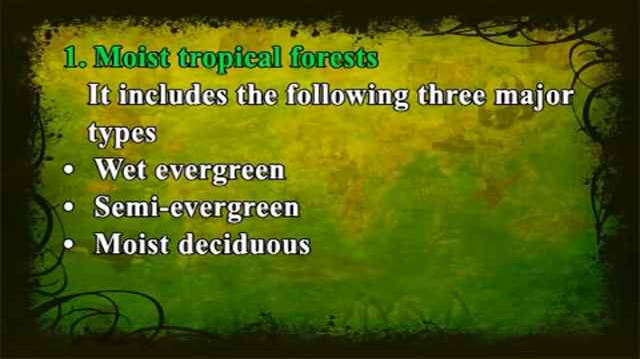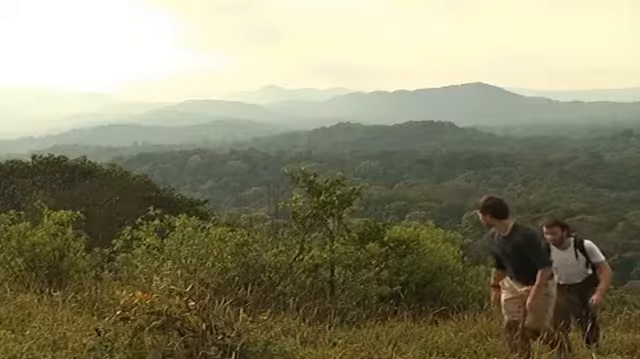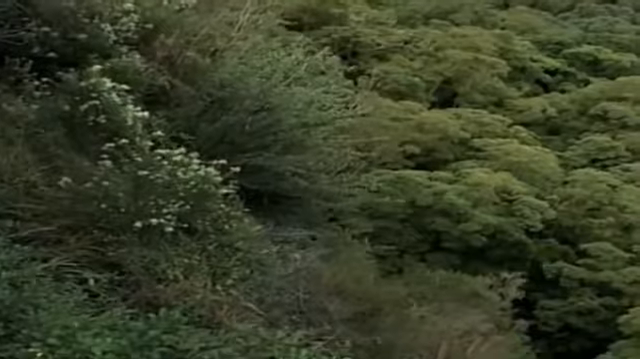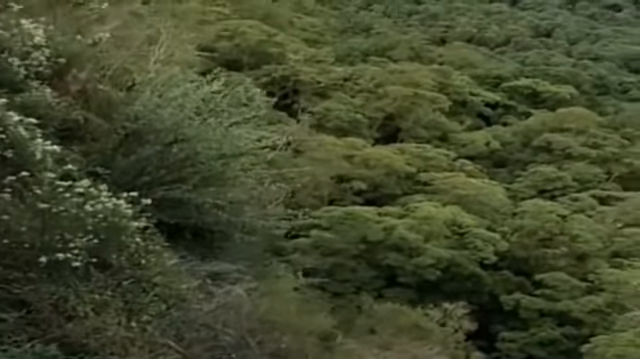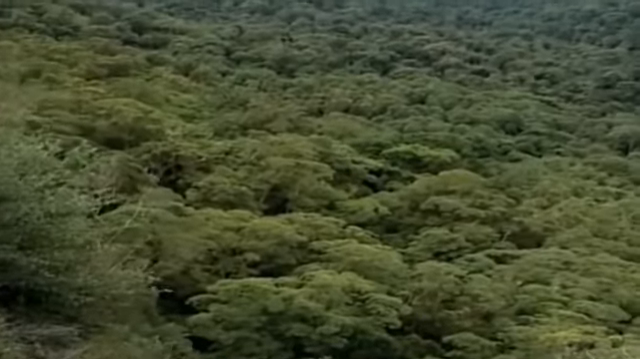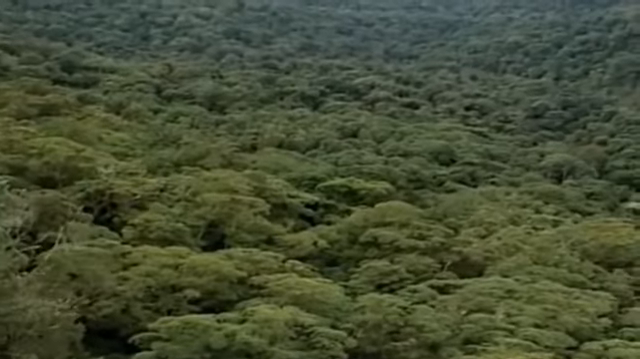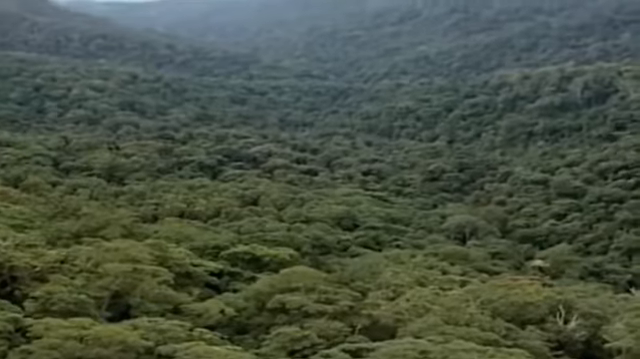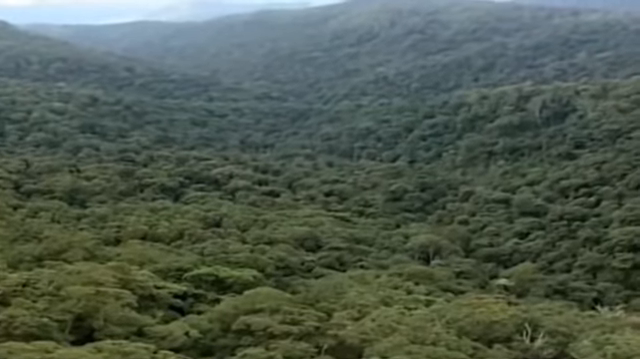Semi-evergreen forest. Semi-evergreen forests are found in the Western Ghats, Andaman and Nicobar Islands, and the eastern Himalayas. Such forests have a mixture of wet evergreen trees and moist deciduous trees. The forest is dense and is filled with a large variety of trees of both types.